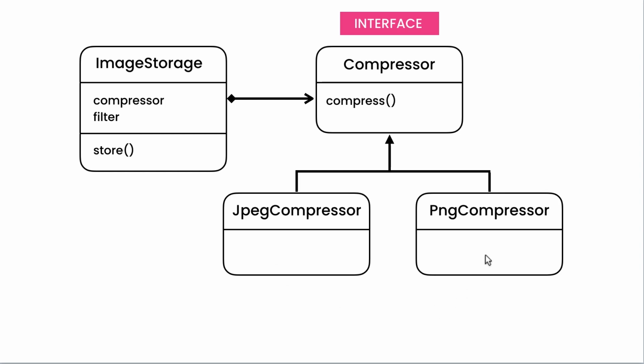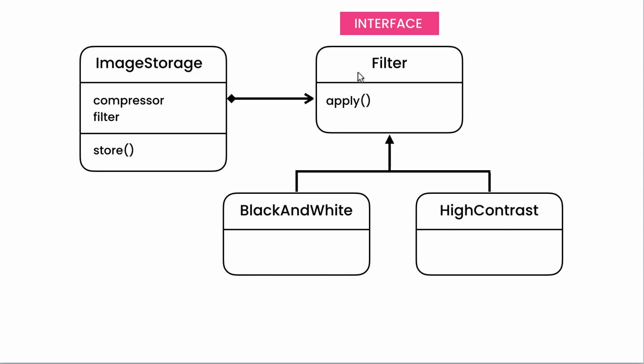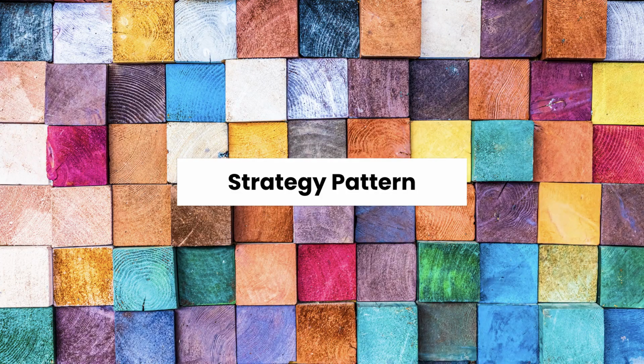Now, we can use the same technique for solving the problem of filtering. So we introduce a new interface called filter with a single method called apply. And then we can create a bunch of classes that implement this interface, like black and white filter, high contrast filter, and so on. Once again, we're following the open-close principle. So if we want to support new filters, we simply create new classes that implement the filter interface. And that's what we call the strategy pattern.